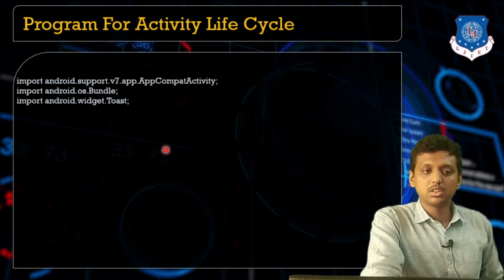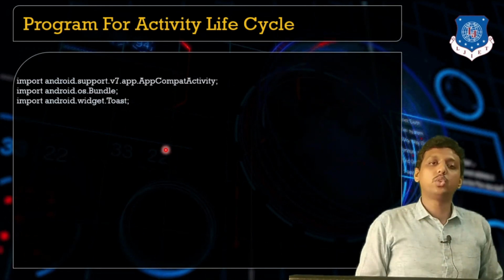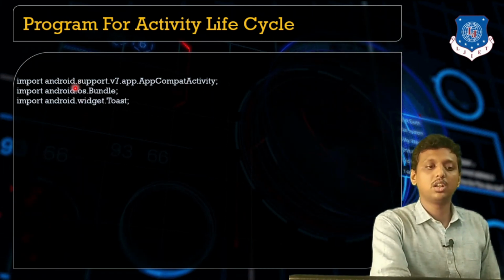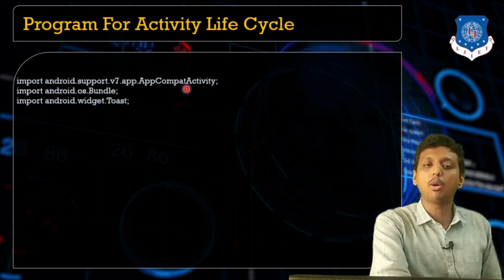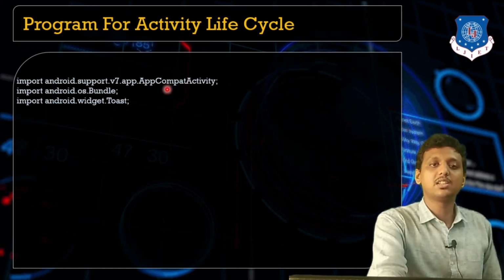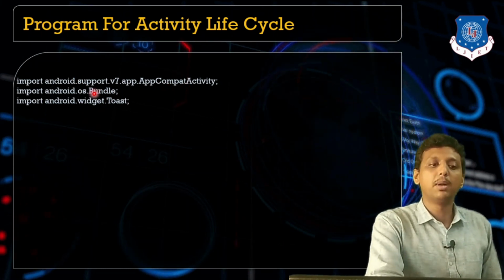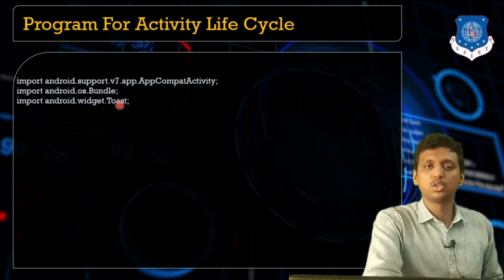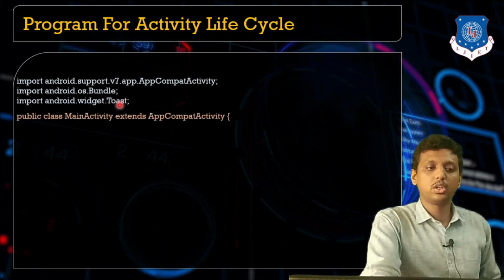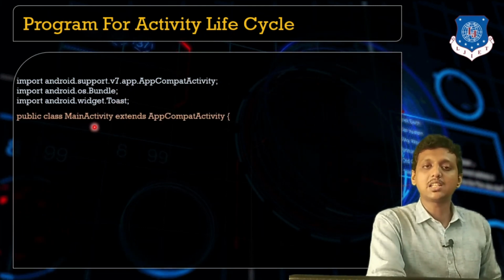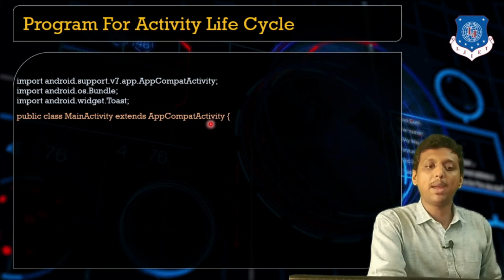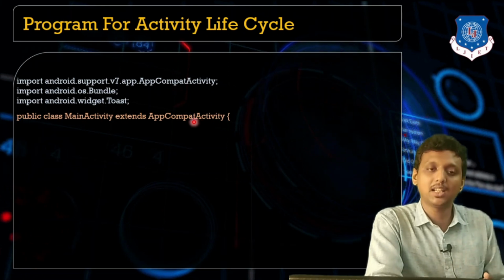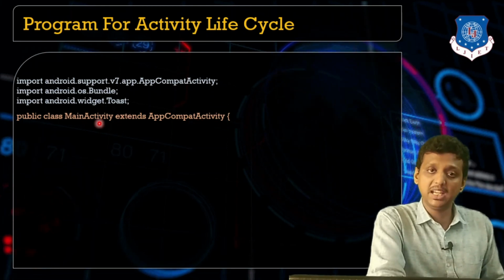So now, how do we write the programs? Students, basically you need to import android.support.v7.app.AppCompatActivity. AppCompatActivity is the main class that you need to import. The Bundle you need when you pass the parameter as a bundle, and the Toast to showcase the toast. So here is the very first: public class MainActivity extends AppCompatActivity.